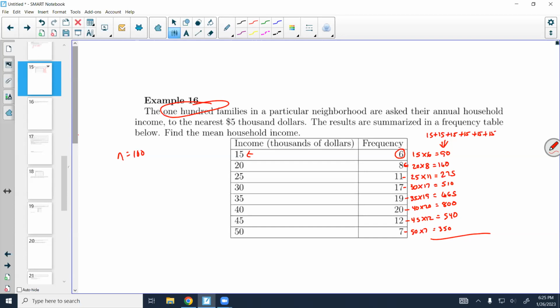90 plus 160 plus 275 plus 510 plus 665 plus 800 plus 540 plus 350. That gives me a total of 3390. So n is 100, sum of x equals 3390. My mean is the sum of all x's over n, 3390 over 100, which is 33.9. That is my mean income.